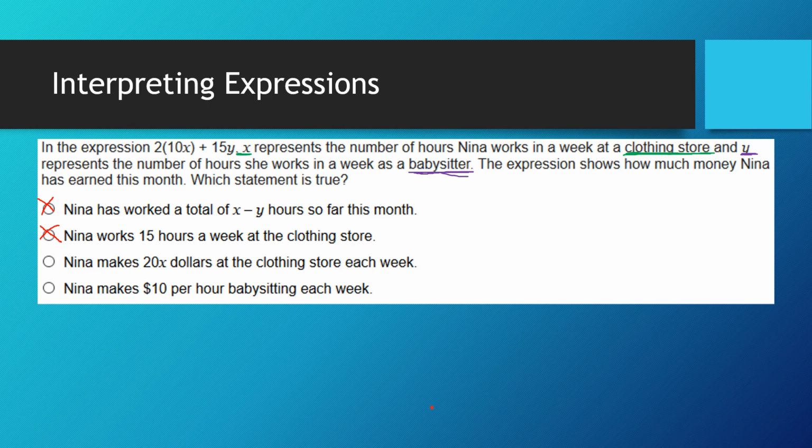Nina makes $10 per hour babysitting each week. I know that babysitting is the variable y. Let's go see if a 10 is attached to that. I see a 15, not a 10. So I know that that one is also incorrect. We have one best option for an answer right here.